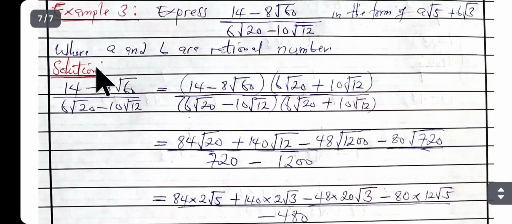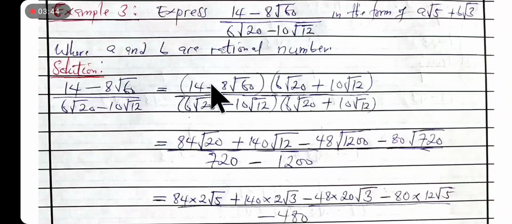This is the question. Of course, we have to find the conjugate of the denominator, and the conjugate of 6 root 20 minus 10 root 12 is going to be 6 root 20 plus 10 root 12. This is the conjugate here. So if we have this as a conjugate, then you multiply the conjugate by the numerator and the denominator. So this is the numerator which we brought here, multiplied by the conjugate. This is the denominator multiplied by its conjugate.